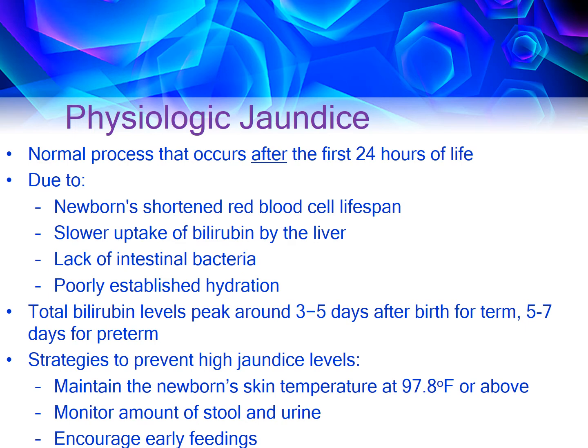How do we prevent high jaundice levels? Well, first we can maintain the newborn's skin temperature at 97.8 or above. We can monitor the amount of stool and urine since that's how it's being excreted. And we need to make sure that we're encouraging early feedings to help push that bilirubin through.